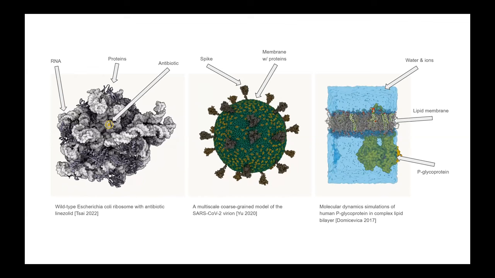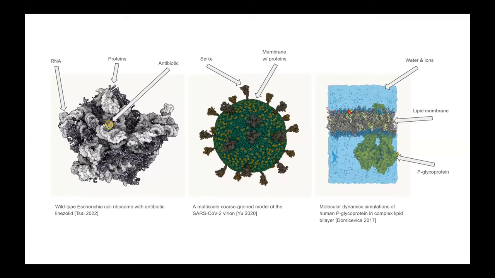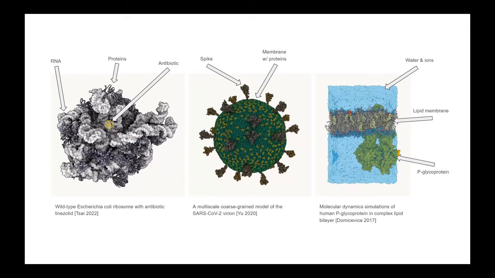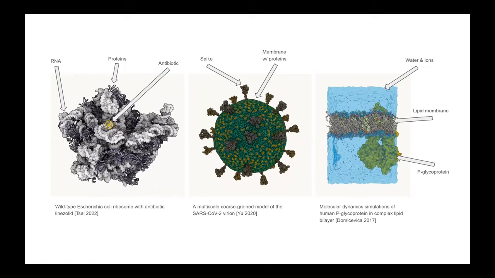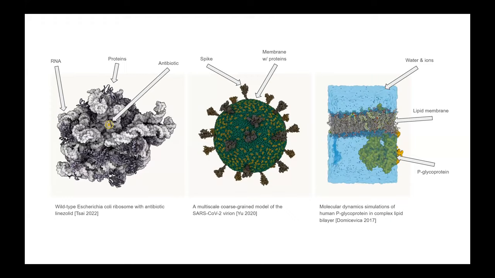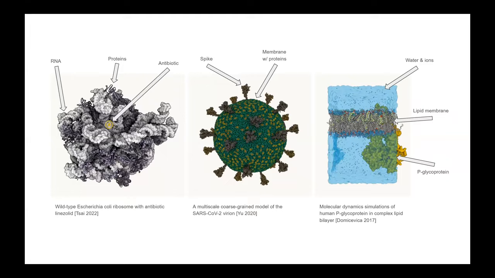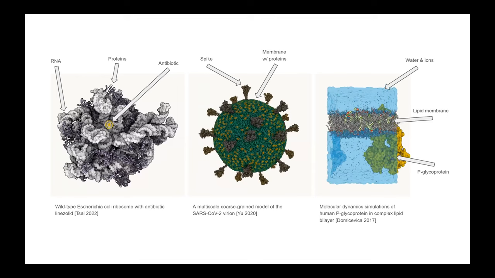And then in the middle we have a model of the SARS-CoV-2 variant we all love to hate nowadays, and you can see the spike proteins wiggling around there. That's what we train our immune systems with, taking a vaccine or just contracting it. And on the right there's a typical simulation of a protein in a box of water, with some membrane there, and you can see the water box with some salt ions running around. So how can we create those in the browser?